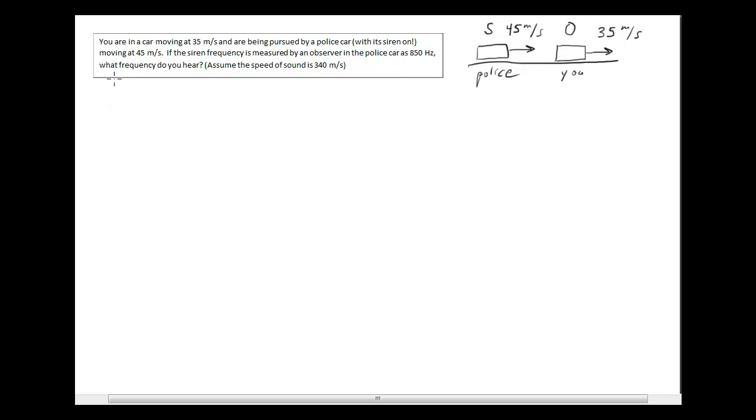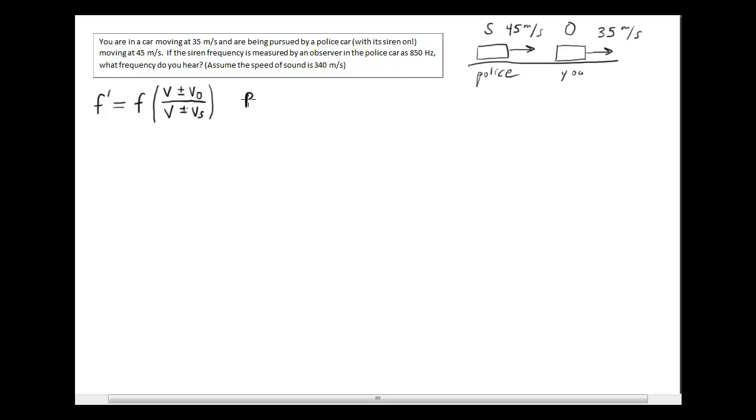So the Doppler effect equation is that f prime is equal to the original frequency f, measured with the observer and the source both at rest, times this fraction that has to do with not only the speed of sound but the speed of the observer and the speed of the source. And we put the plus and minus signs in here because it could be either one depending on the relative motion.